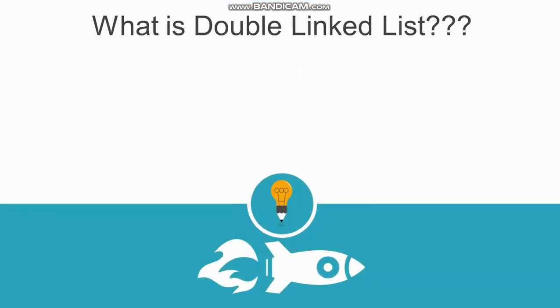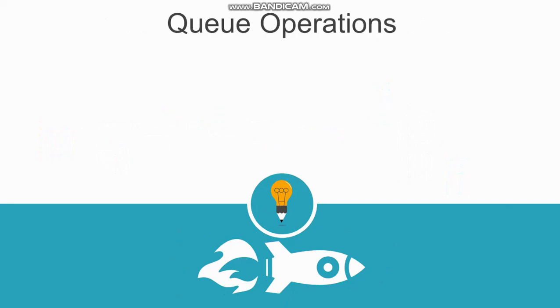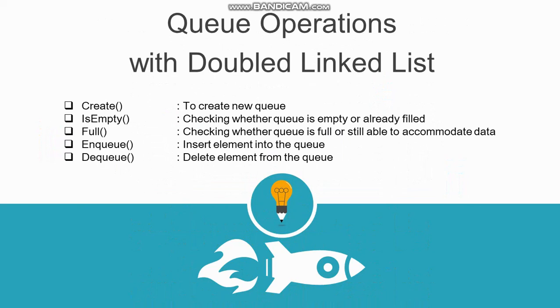Next, what is a doubly linked list? A doubly linked list is a set of linear or sequential data nodes with two pointers, prev and next. Queue operations with a doubly linked list: first, create, to create a new queue. Second, empty, to check whether the queue is empty or already filled. Third, full, to check whether the queue is full or still able to accommodate data. Fourth, enqueue, to insert an element into the queue. Fifth, dequeue, to delete an element from the queue.